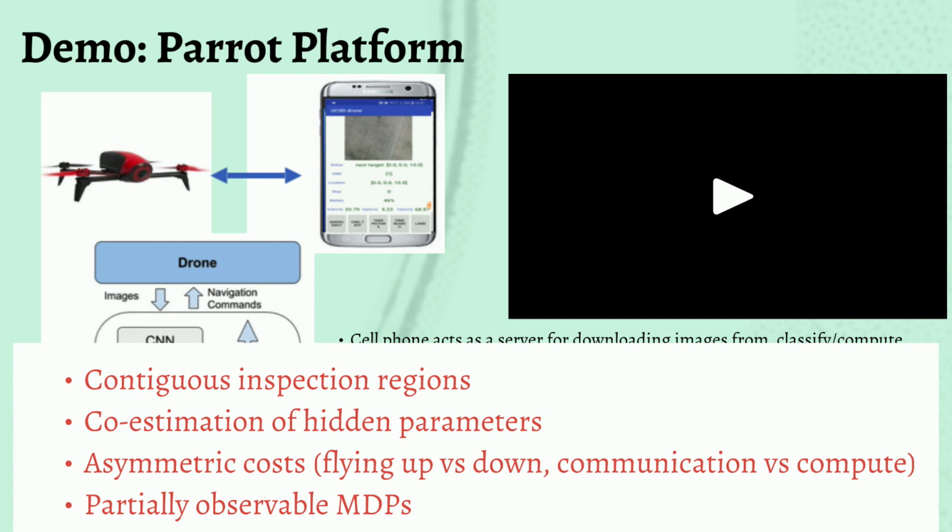So you do this. There is asymmetric cost. So far, I have said a measurement is a measurement is a measurement. Here, if you're flying up, you use a lot more battery than if you fly horizontally or flying down.